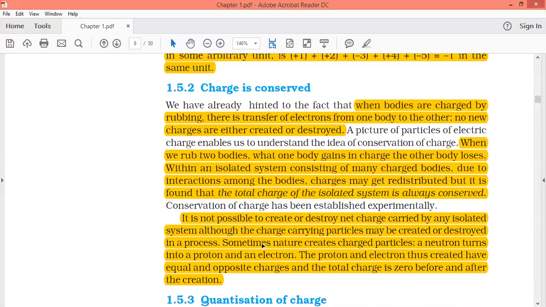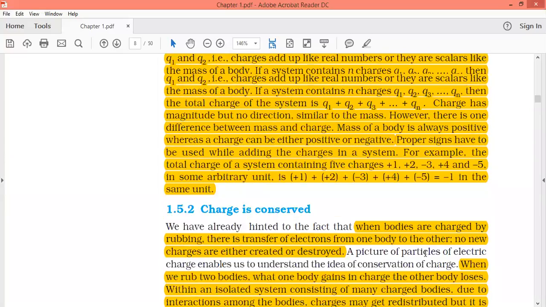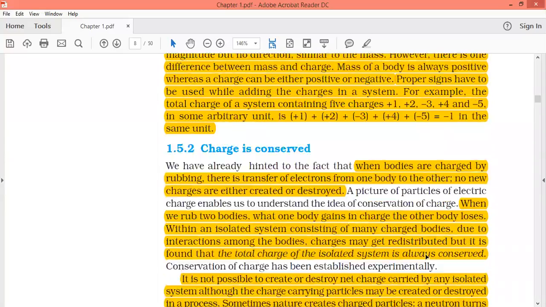Sometimes nature creates charged particles. For example, a neutron turns into a proton and an electron. The proton and electron created have equal and opposite charges. So the total charge is zero before and after the creation, because when you add the proton charge and electron charge, the total will be zero. So this is the second property. The first property is additive. The second property is that charge is conserved.